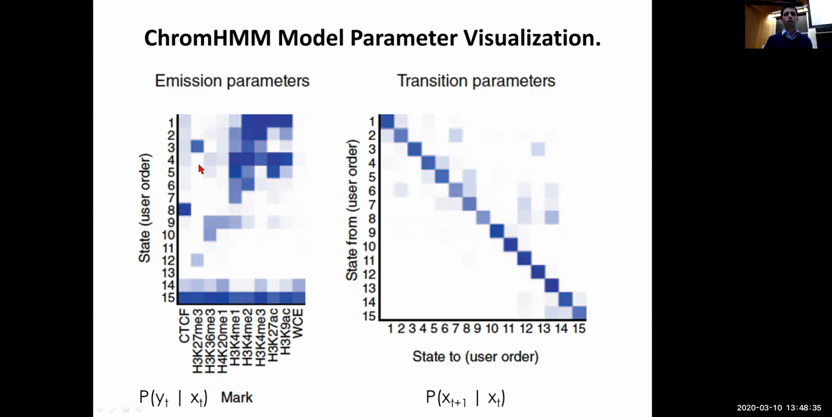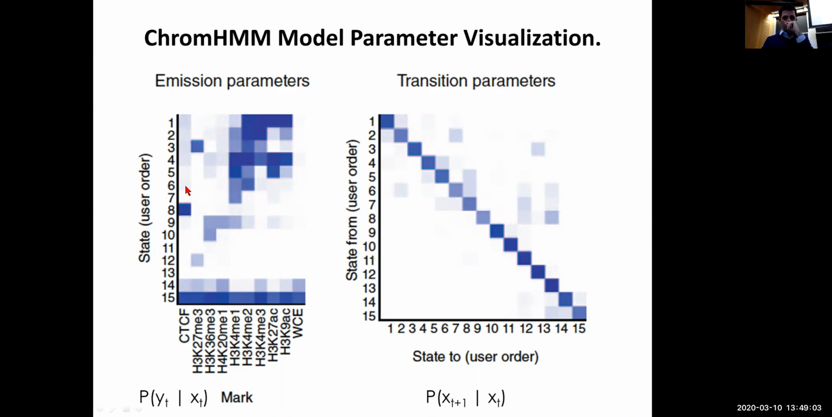And in state 3, I emit K27 trimethylation, and then these H3K4 monomethylation, dimethylation, trimethylation. So this is more of the poised promoter, and this is more of the polycomb repressed state. Everybody with me on the emission parameters?